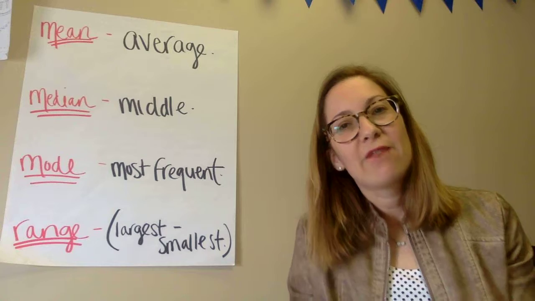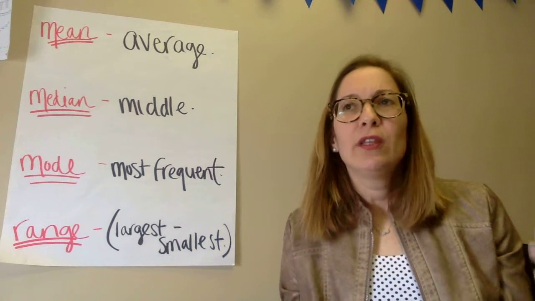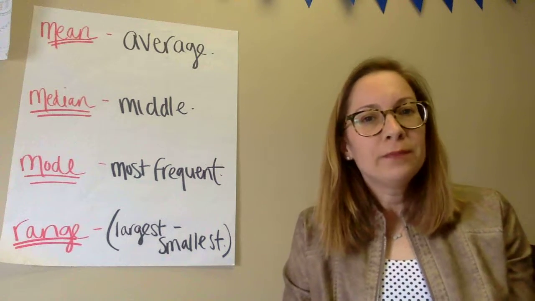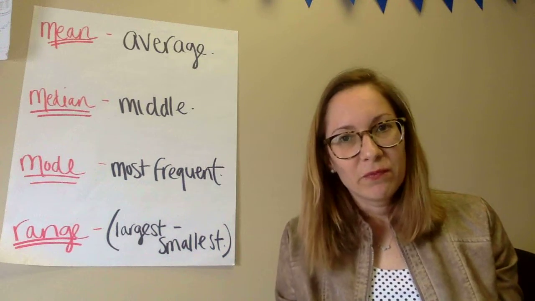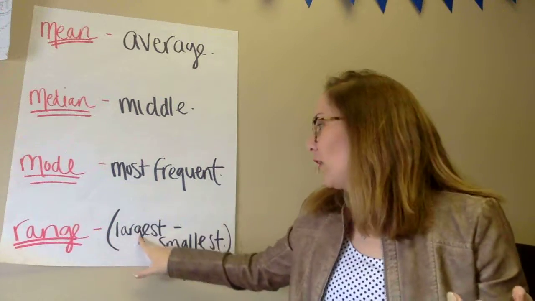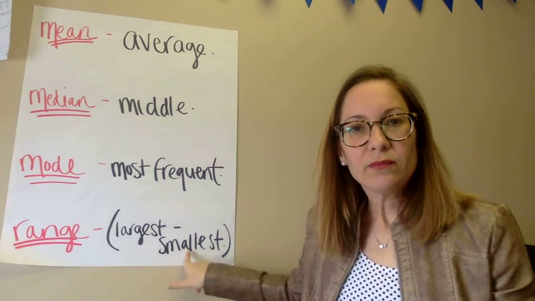So if you have a set of observations, the lowest of which is 1, the highest of which is 100, your range is 99, right? Very simple, largest minus the smallest in your data.